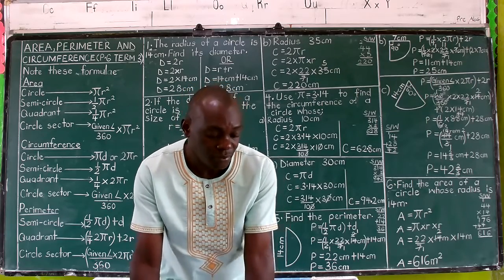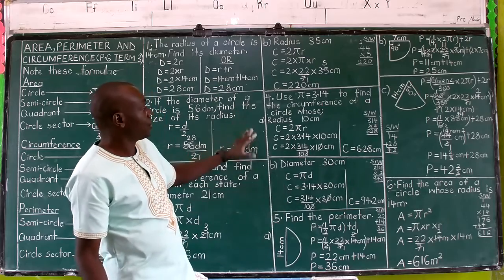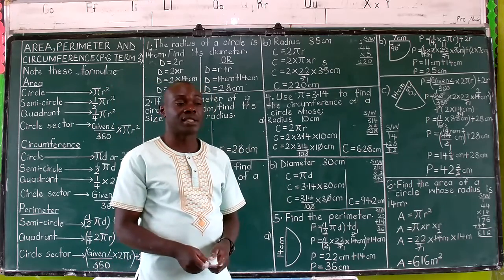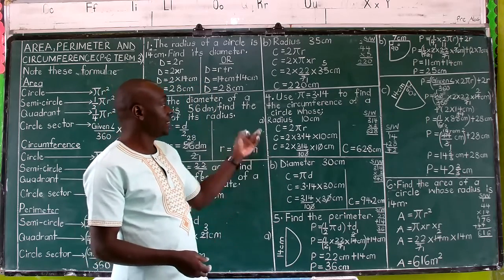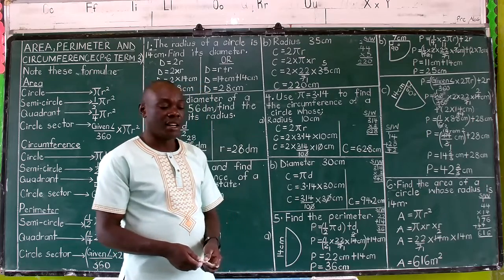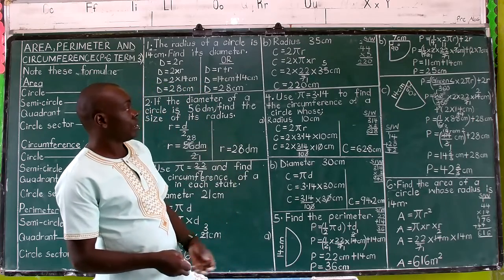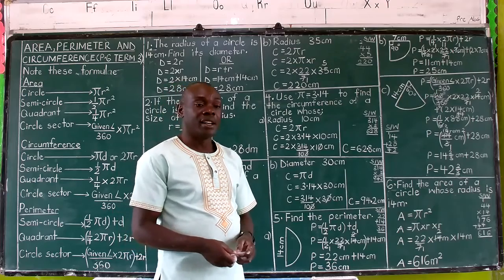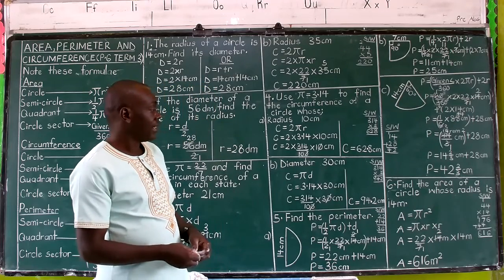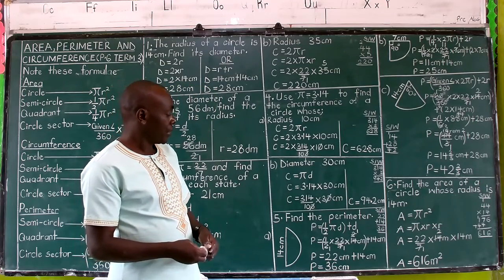Now, if you have indeed understood, you will then be able to answer the questions concerning finding the circumference of a circle, given or not given the pi.